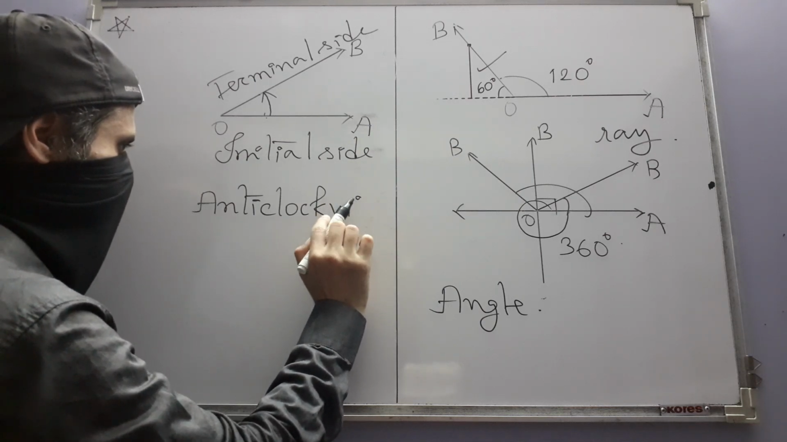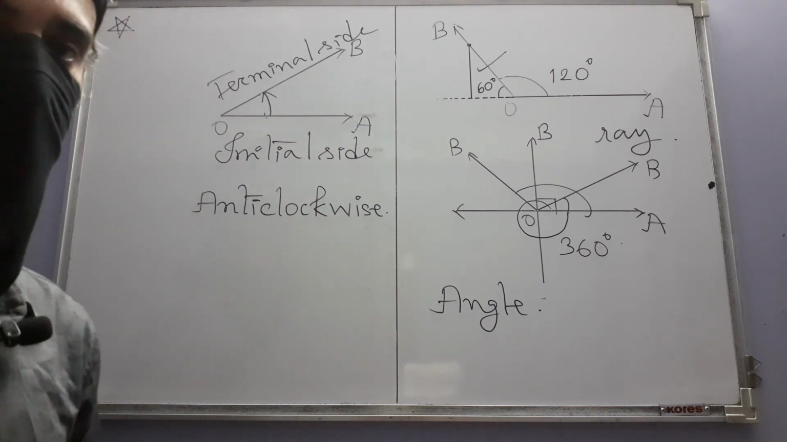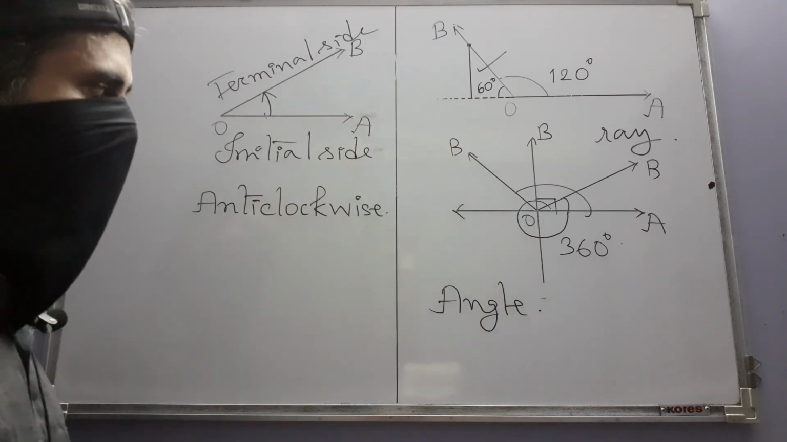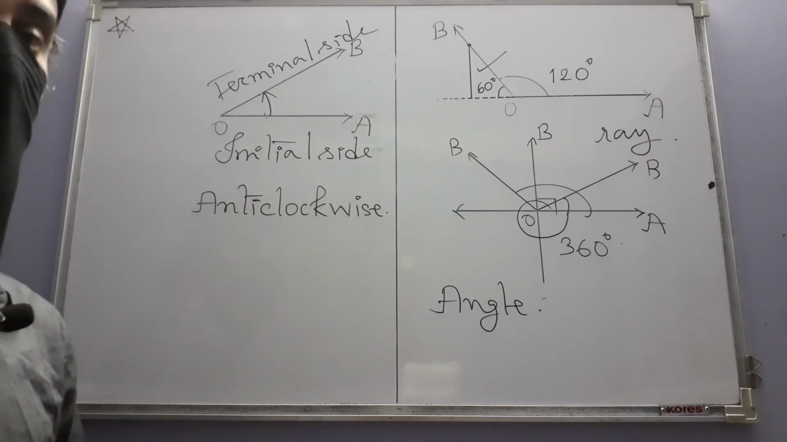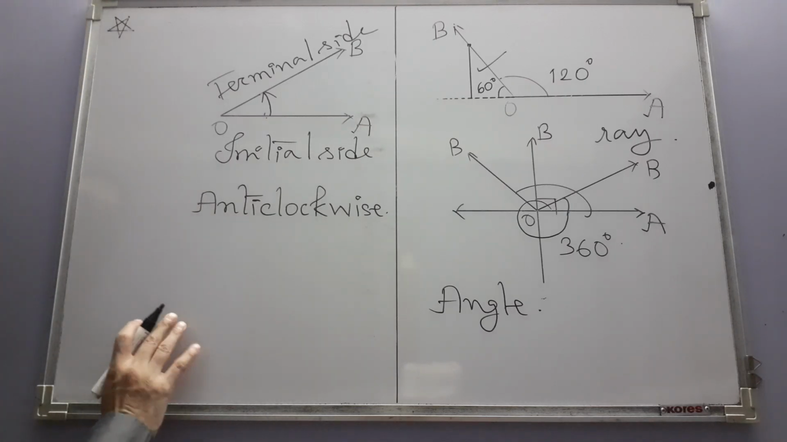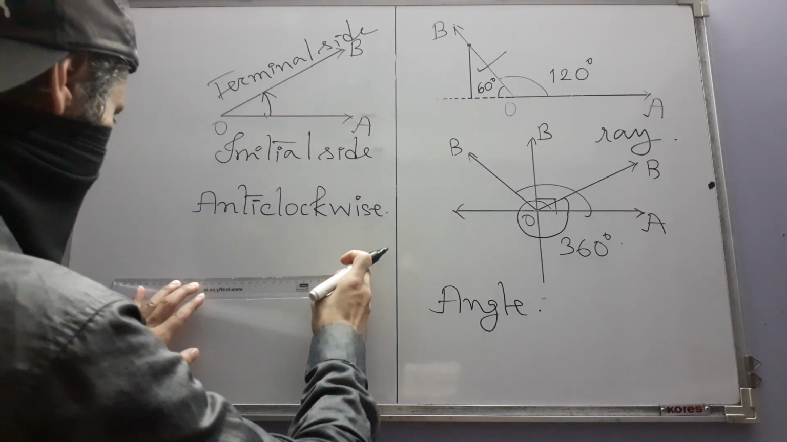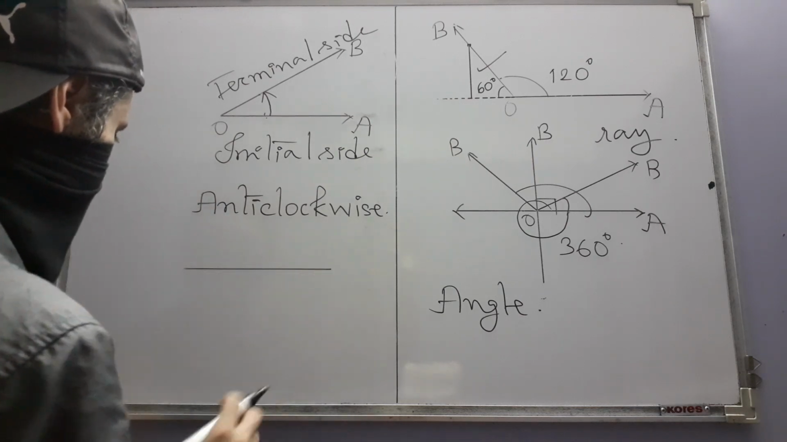Here the rotation is opposite to how the clock hands rotate. The clock hands rotate like this, here the rotation is like this. Anti-clockwise, or sometimes we also say counter-clockwise. Instead of this, if you have a clockwise rotation, that is also possible.